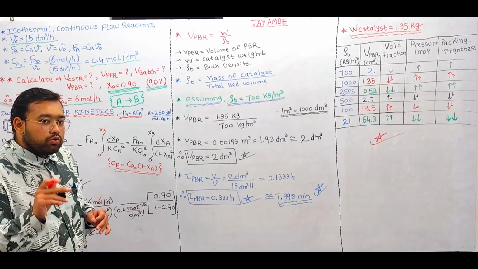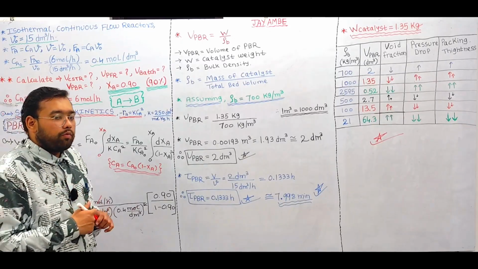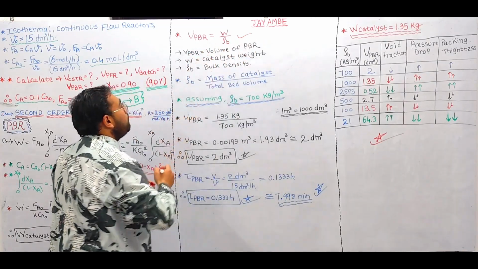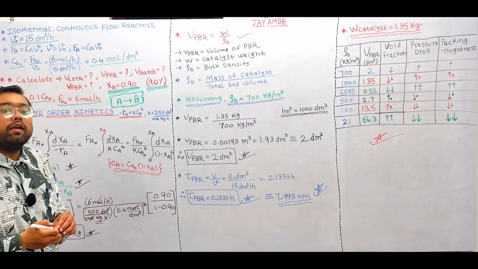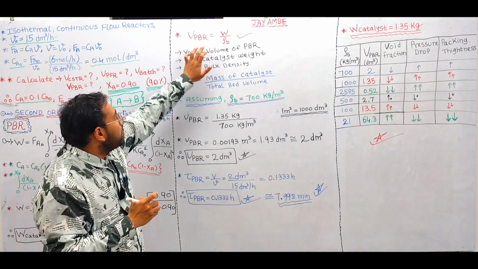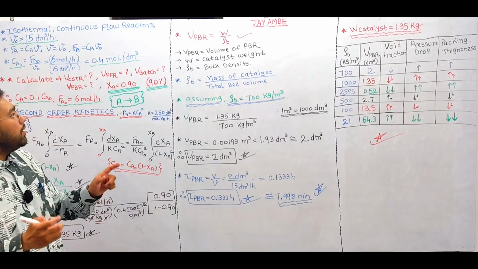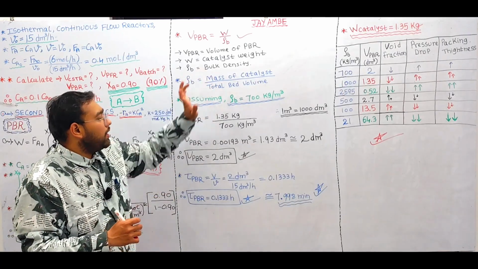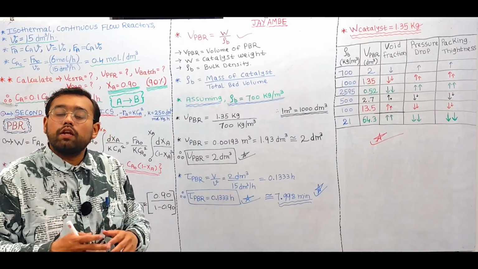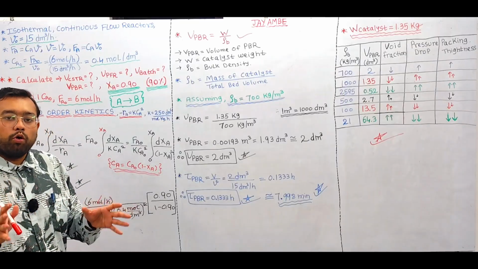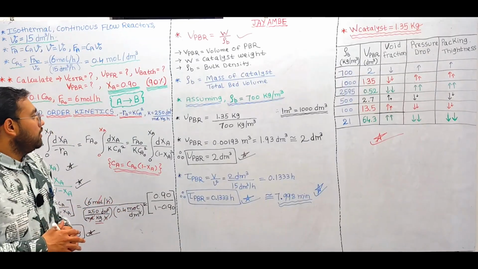So the actual method to design the volume of the packed bed reactor is the ratio of weight of the catalyst divided by its bulk density. Here V_PBR represents the volume of the packed bed reactor, W represents the catalyst weight, and rho B represents the bulk density. Bulk density is the ratio of weight of the catalyst to the total volume occupied by the solid catalyst, right?